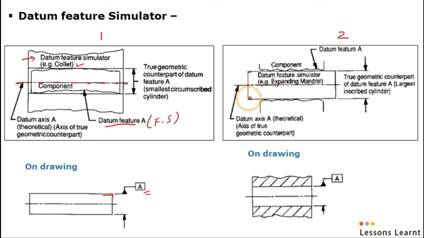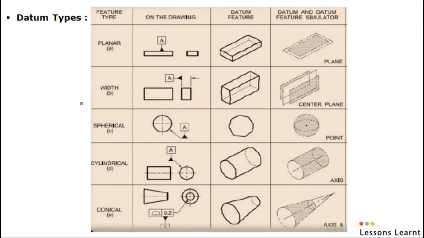Whatever dimensions we want to give, we are giving with respect to this axis, but this datum feature simulator is driving this component. So the datum we want to give to this component is on this surface. On drawing we will be giving datum to this internal surface, which is driven by this datum feature simulator. Here we are going to see a few datum types.